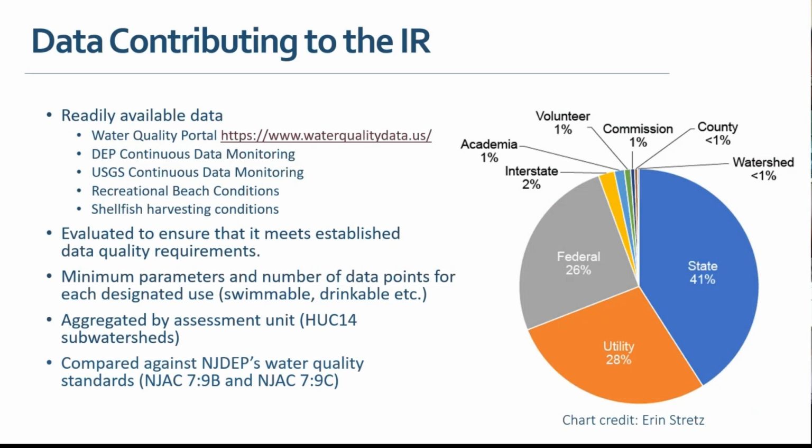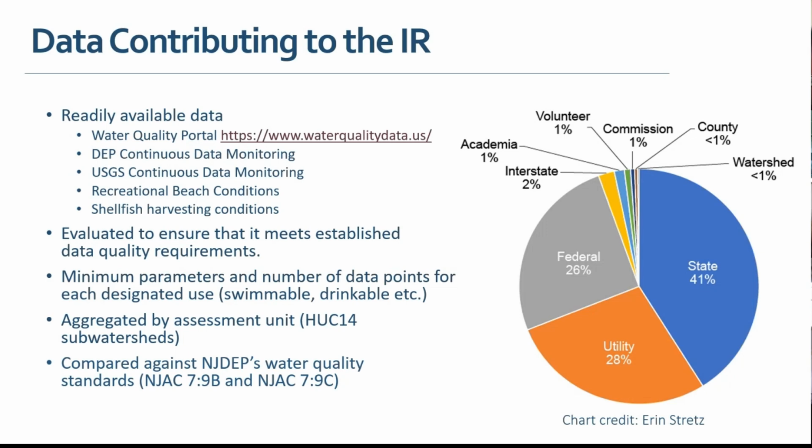So community water monitoring groups have contributed data to the integrated report. For the integrated report, we use all readily available data. So the way we do that is we collect data that is in the water quality portal, which is a database. We get millions of data points from that and analyze that data. It also, we get DEP has continuous data, USGS has data, beach conditions, shellfish harvest conditions. All that data is analyzed and interpreted.